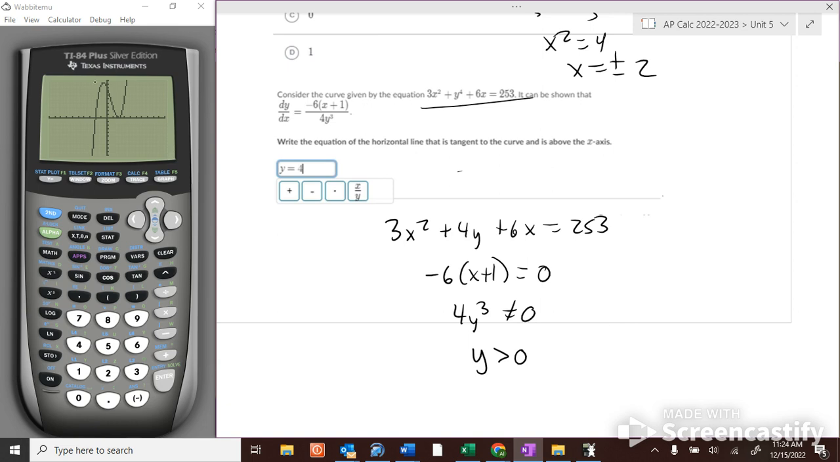So we take the first derivative and find that x equals negative 1 to make 0 there. So if we stick x equals negative 1 into this function, we get 3 plus y to the 4th minus 6 equals 253. Oh, plus y to the 4th, not 4y. So y to the 4th minus 3 equals 253. y to the 4th equals 256.